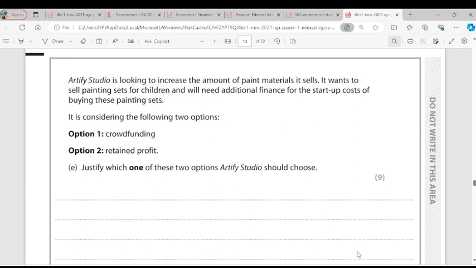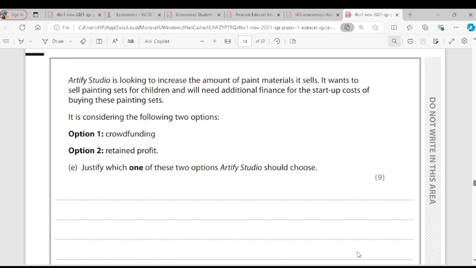But the problem about crowdfunding is that Artify Studio is a small business. It might not be that popular to gather momentum and gain a lot of audience that can contribute. So if a lot of audience cannot contribute, then it cannot fund the project through crowdfunding. The second point is retained profit.